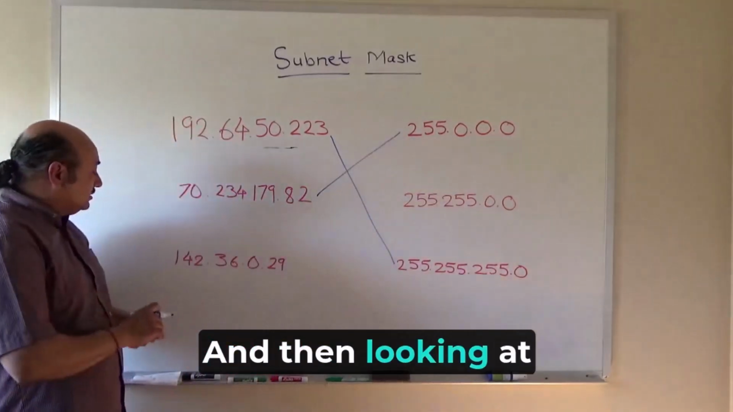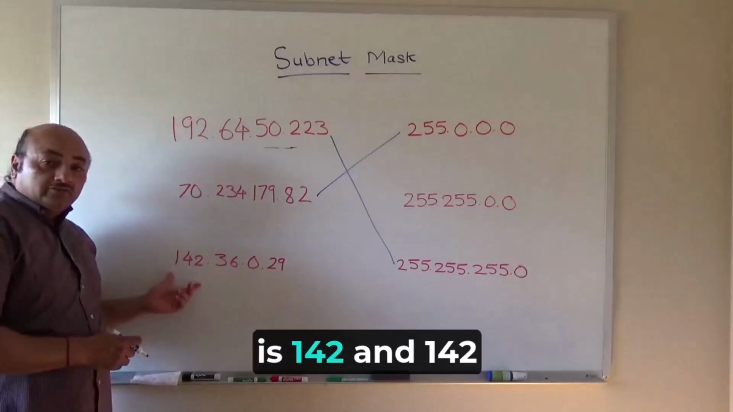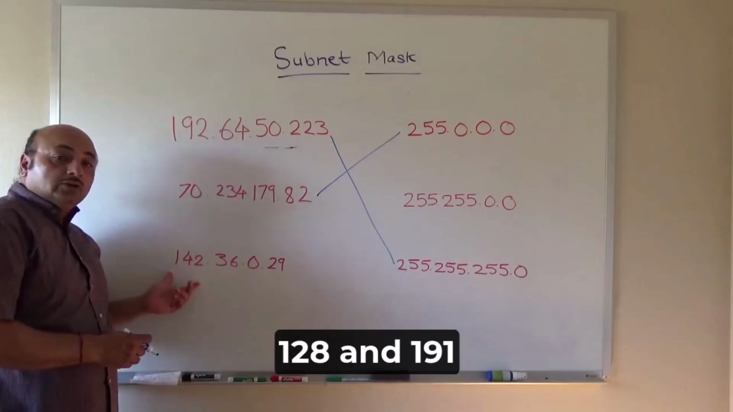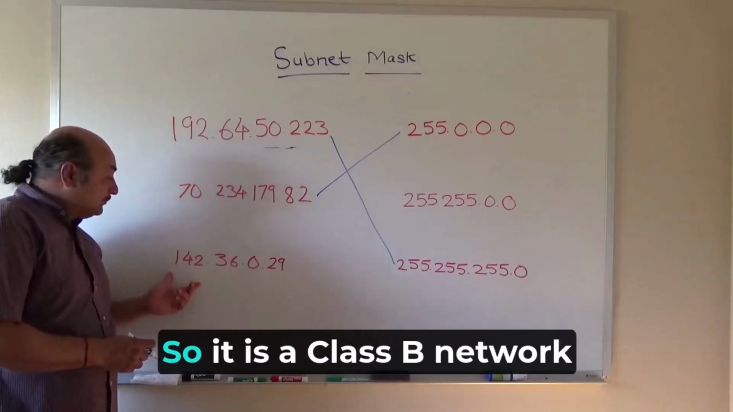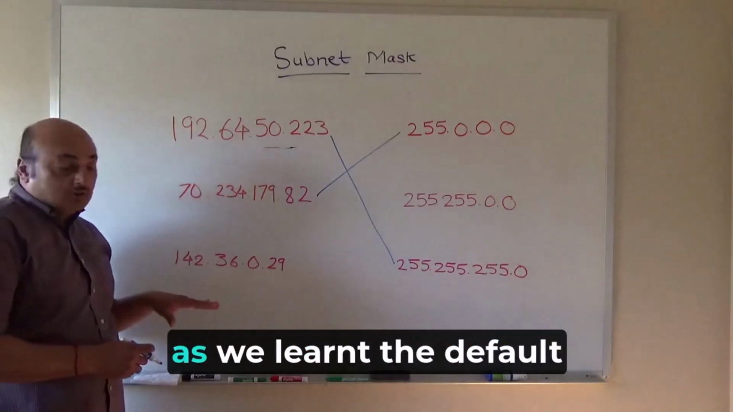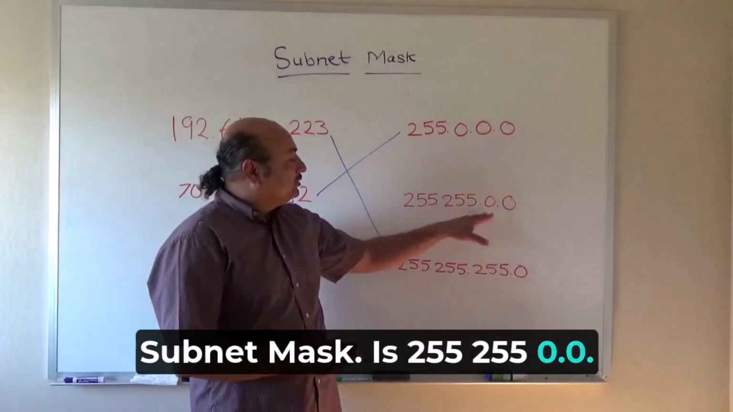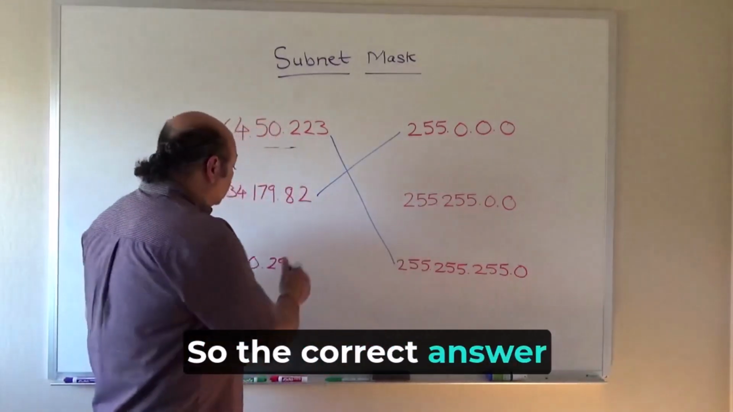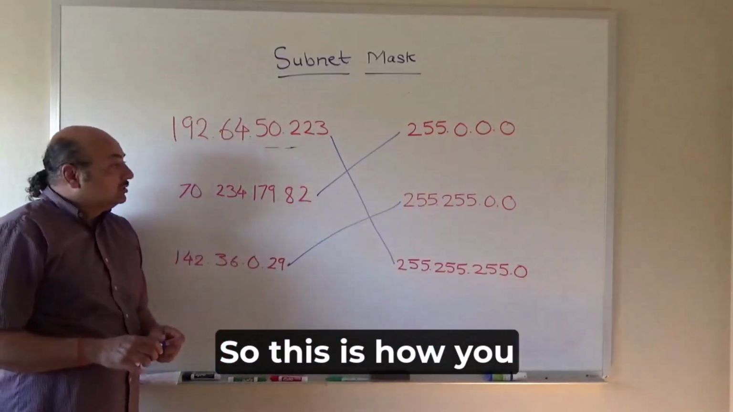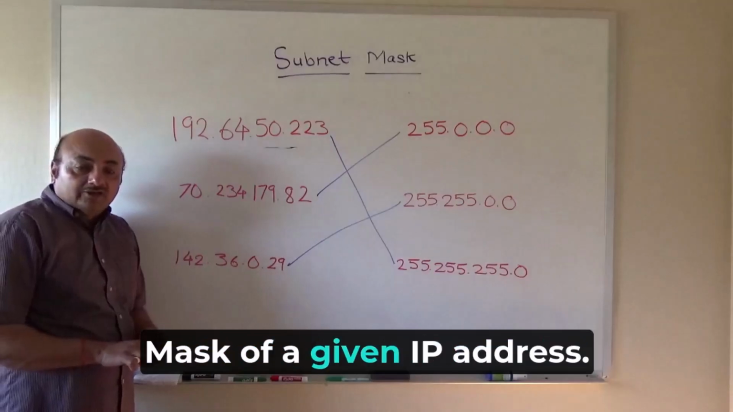Looking at the third one, the value of the first octet is 142, and 142 falls between 128 and 191. So it is a class B network, and for class B networks, as we learned, the default subnet mask is 255.255.0.0. So the correct answer would be like this. This is how you should practice identifying the default subnet mask of a given IP address.